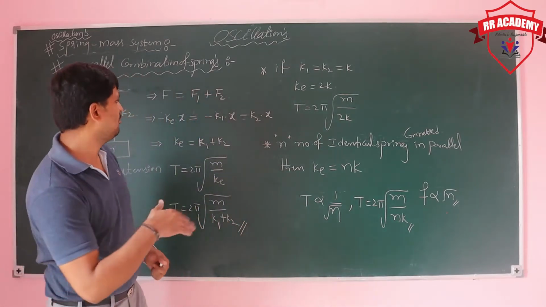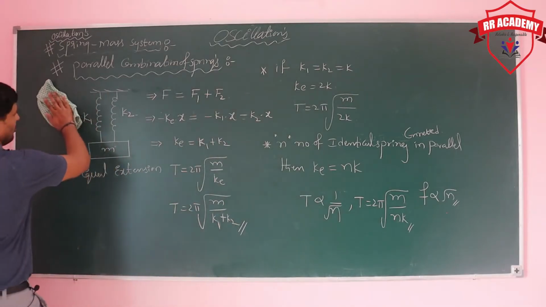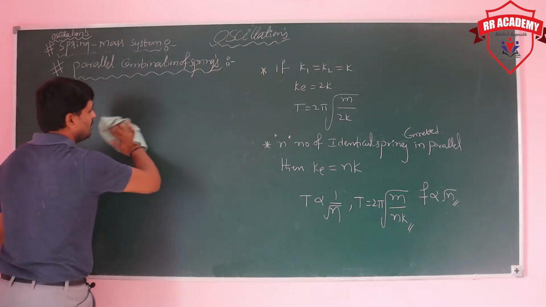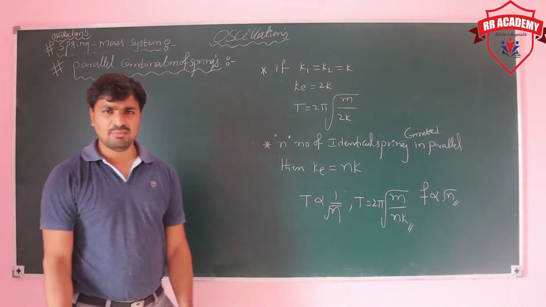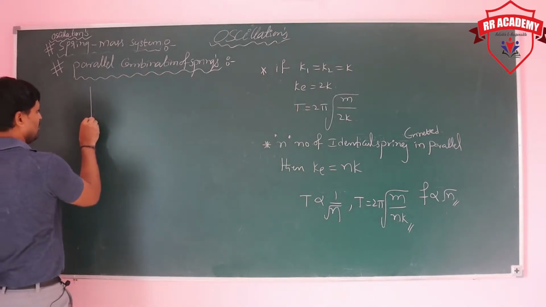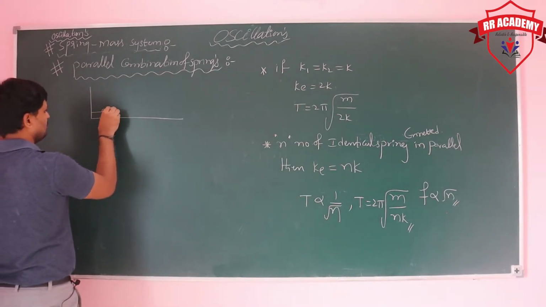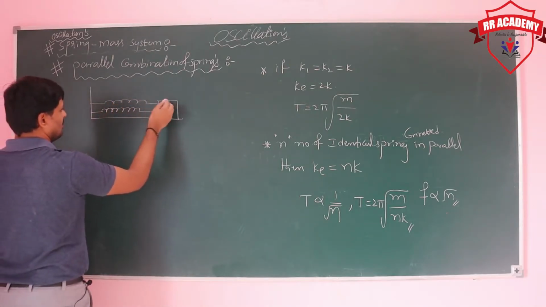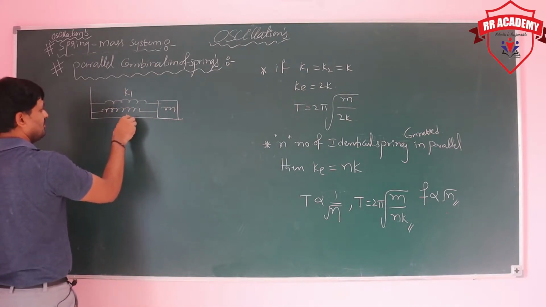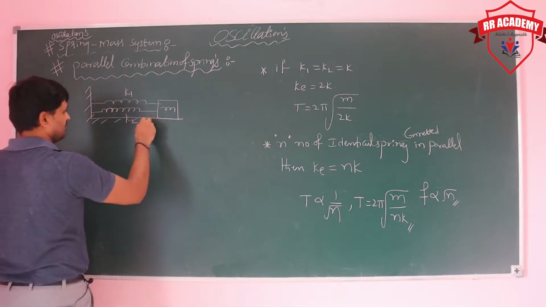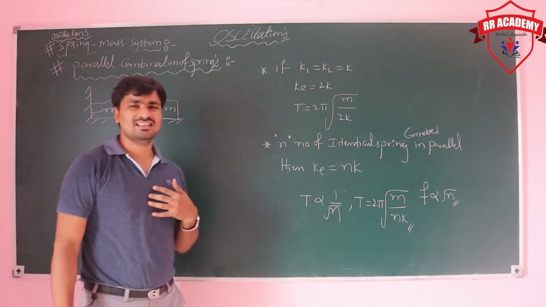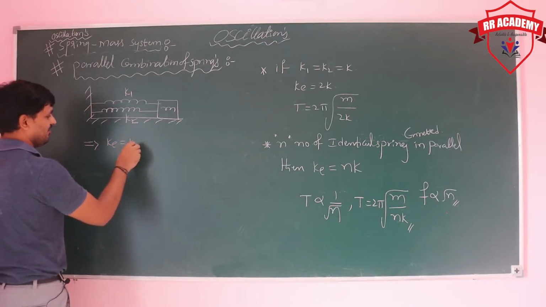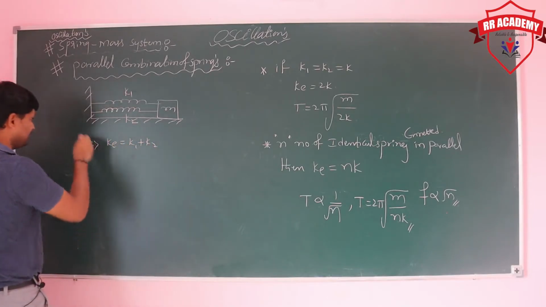Let's see some more combinations, parallel combinations, series combinations, whatever. So here I am taking a body which is connected horizontally between two springs, like this, with a mass here. Which combination is this? Series combination. What is the value of the k effective? k1 plus k2. Very good.